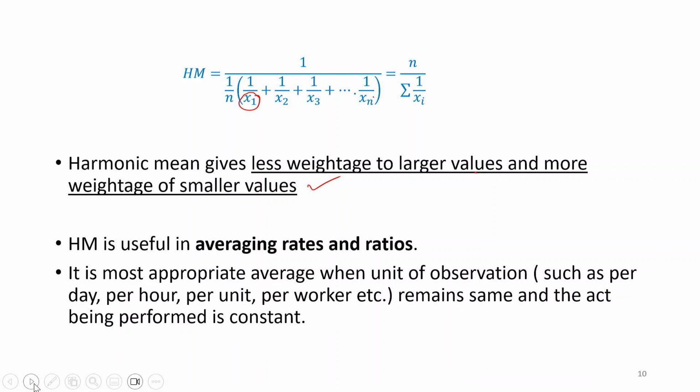HM, that is called harmonic mean, is useful in averaging rates and ratios. It is the most appropriate average when the units of observation are per day or per hour or per unit per worker, something like this. Then harmonic means are used to find out the real average value. Simple mean will not be able to give the proper average.